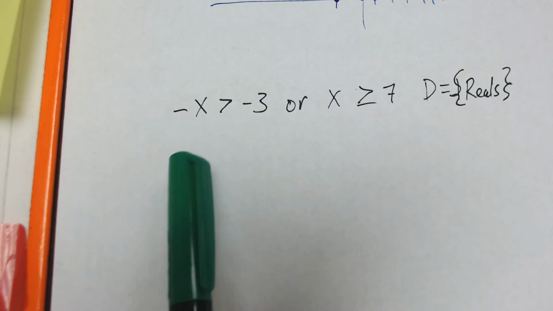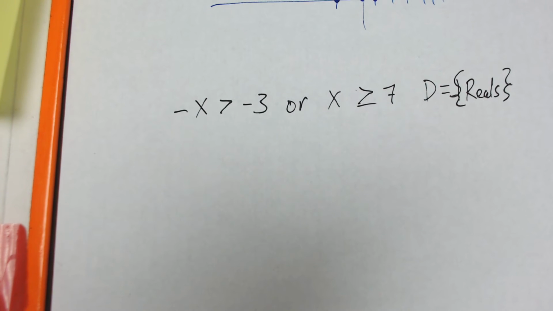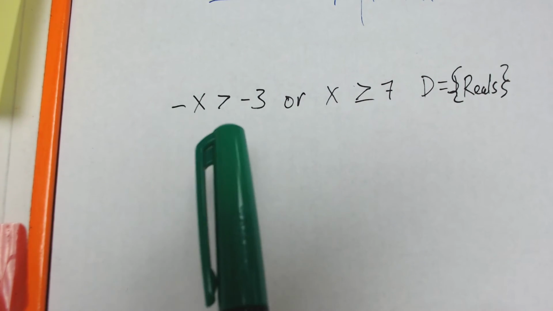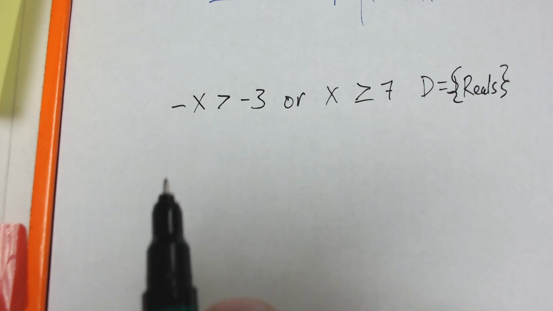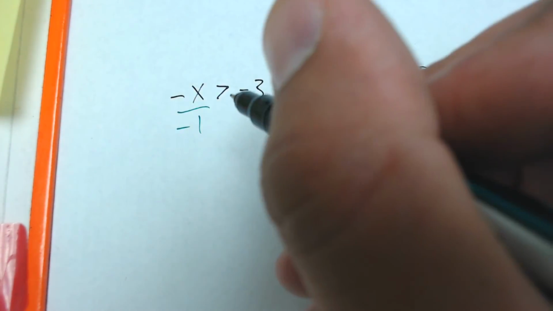We have -x is greater than -3 and x is greater than or equal to +7. So the problem with this one is this negative. We don't want to know -x, we want to know x. And that brings us to another rule of inequalities, which is in order to get rid of this negative, we have to divide by -1. Whenever you divide or multiply an inequality by a negative, the sign has to change.